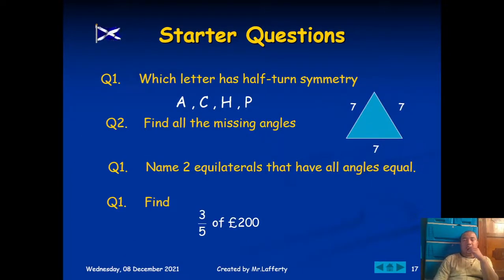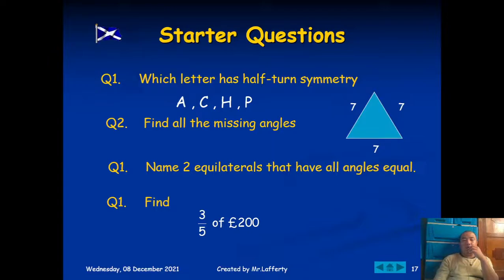And another starter question. Which letter has half turn symmetry? H, C, A, C, H, P. What's your answer? Find all the missing angles. 60 degrees lahat yan. So equilateral. Name two shapes that have all sides and angles equal. Equilateral triangle. And yung square. Hindi. Equilateral, equal sides, equal angles. So equilateral triangle and the square.